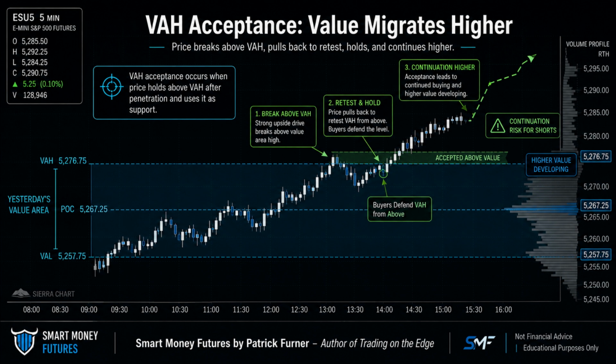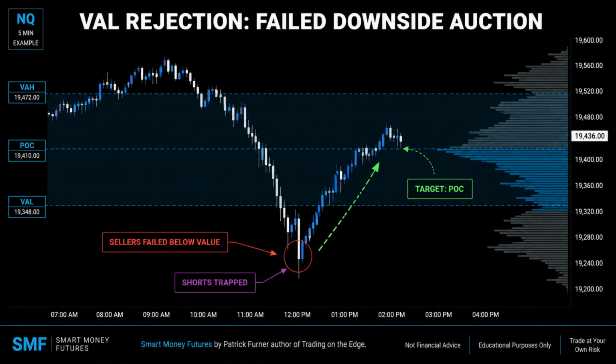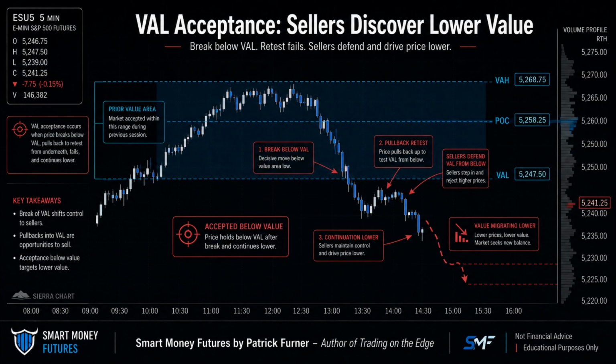The same idea works for VAL. If NQ drops below value area low and quickly returns back inside value, sellers fail to gain acceptance lower. That can create a rotation back toward POC. But if price breaks below VAL, holds below it, and pulls back and then fails, sellers are accepting lower prices. Now the market is discovering value lower.